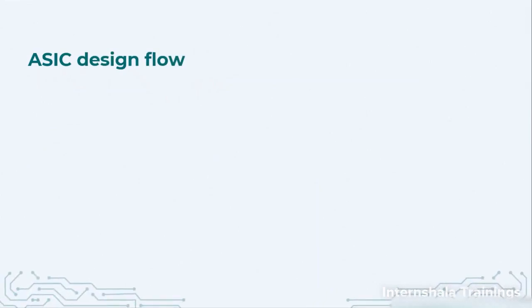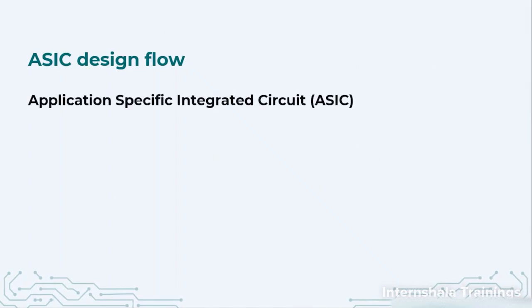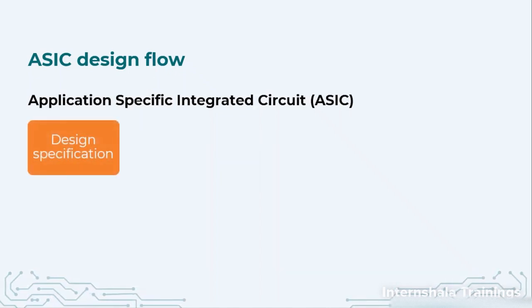So first of all, we are going to talk about the ASIC design flow. ASIC is application specific integrated circuit. So here, first of all, we are given the design specification. That means this is the circuit you have to make. You have to make a controller for a drone, or you have to make a Bitcoin miner. So that is the specification.